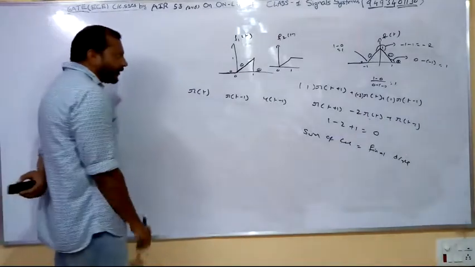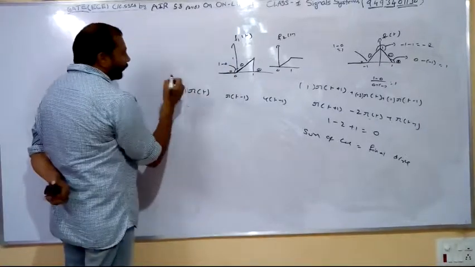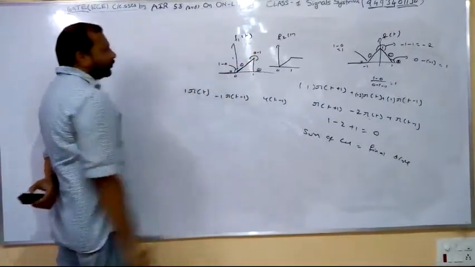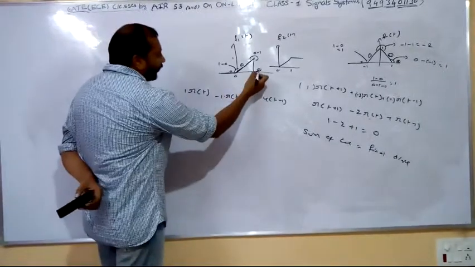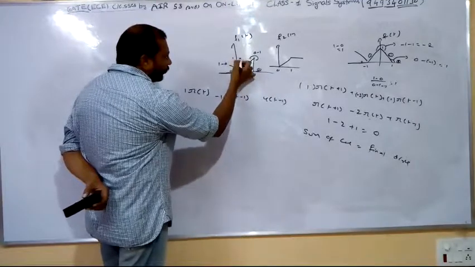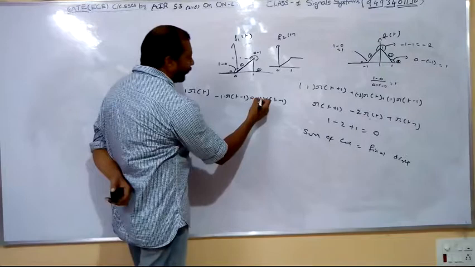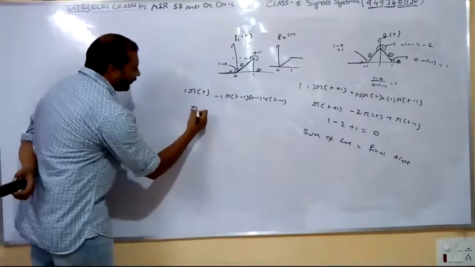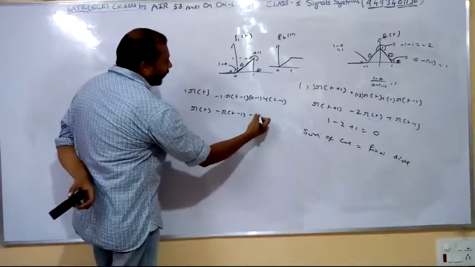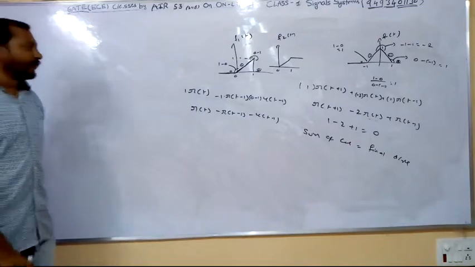Now the corresponding coefficients you have to calculate. Here the slope change is 1 minus 0, which is equal to 1 only. Here the corresponding slope change is 0 minus 1, which is equal to minus 1. And the corresponding step change: the present is equal to 0, previous is equal to 1, so this value will become 0 minus 1, equal to minus 1. So the final expression can be represented as r of t minus r of t minus 1 minus u of t minus 1. This is the expression for this f1 of t.